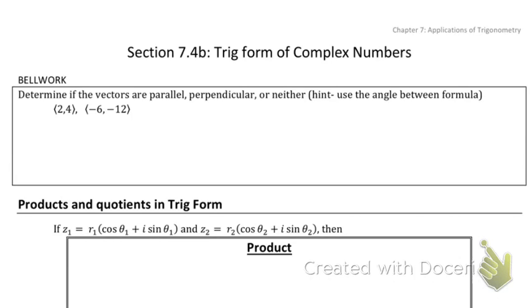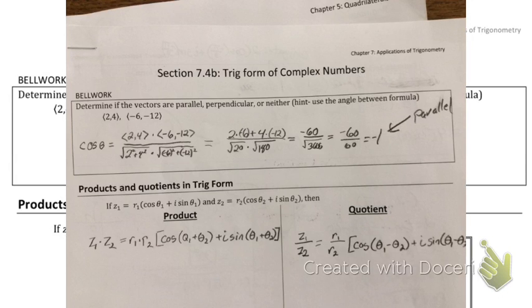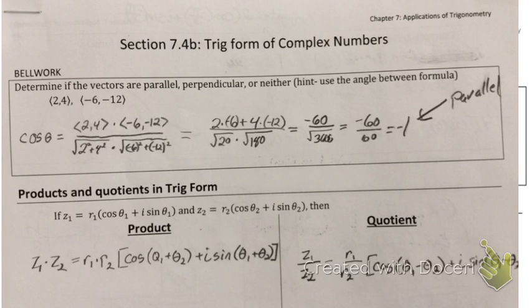So here's the work that I had down. I did the dot product on top, which is multiplying your x values, and then adding that to your y values multiplied, which came out to negative 60.